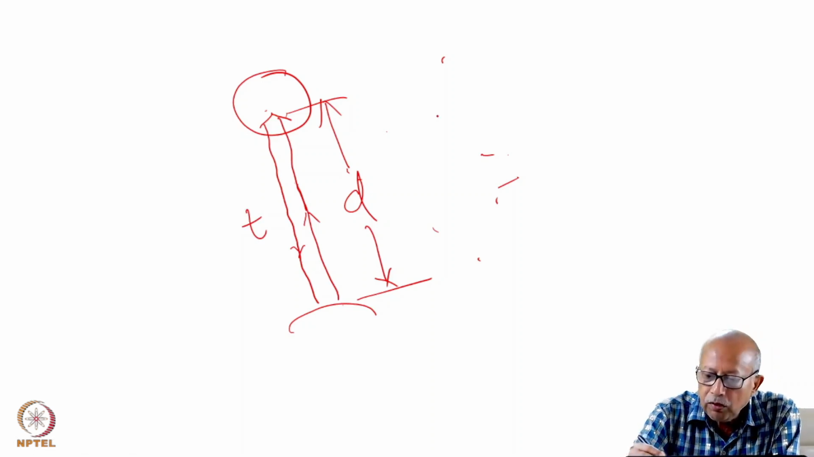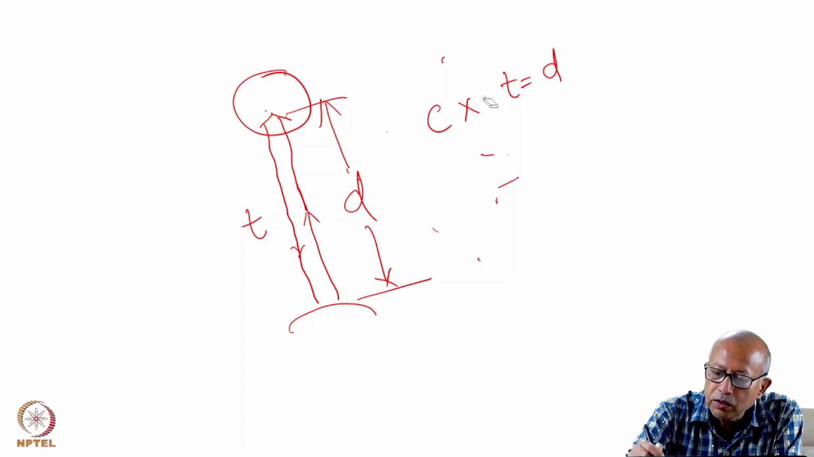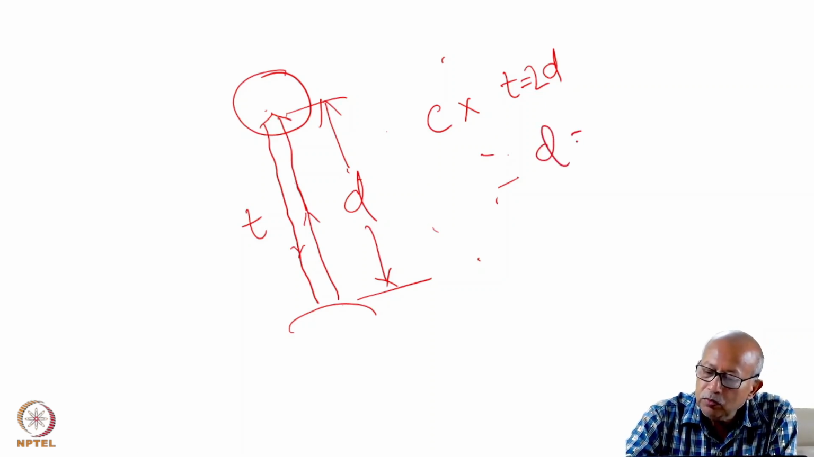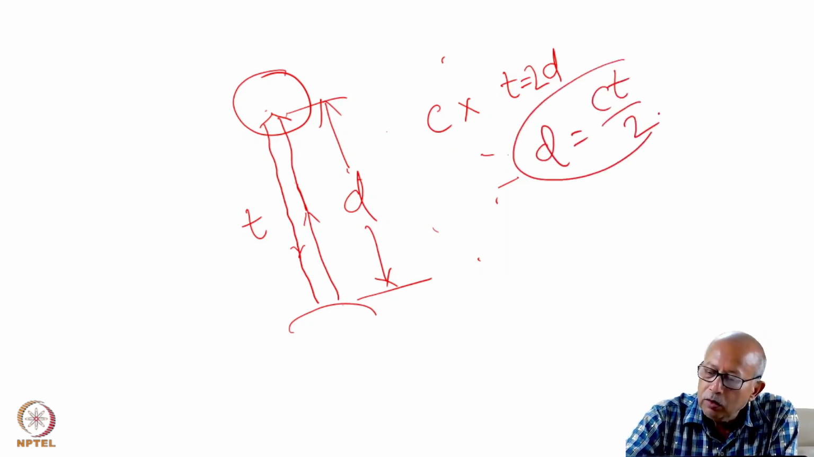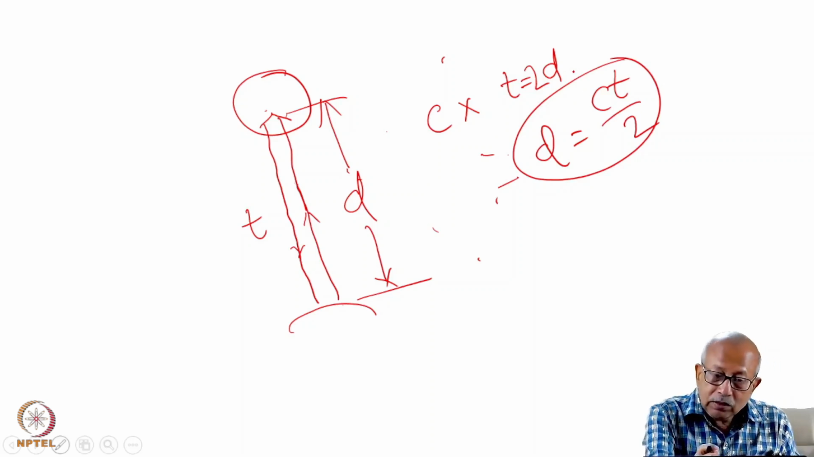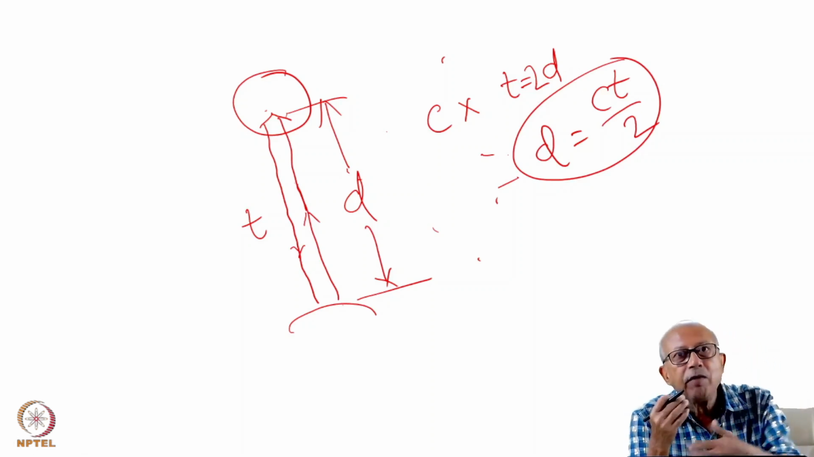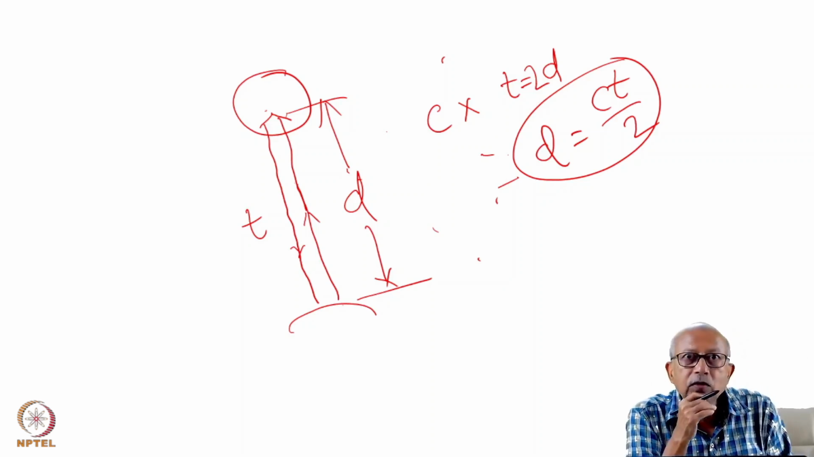And therefore, light's velocity is c, so c into t equal to 2d. In this time, light has traveled 2d distance. So d would be simply equal to ct by 2. So this retroreflector allowed this measurement, because otherwise light would have escaped anywhere and it would not have reached back the surface of the Earth.